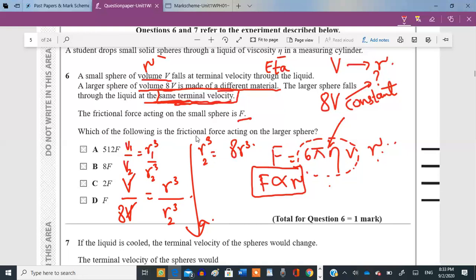Now to remove the cubes, I'm going to take the cube root on both sides. This is going to become R2 is equal to the cube root of 8, which is 2, multiplied by R. So the second ball has a radius which is double the original radius. And if it is double the original radius, that means the force which it experiences will also be double because they are proportional to one another. Option should be C. Get it?